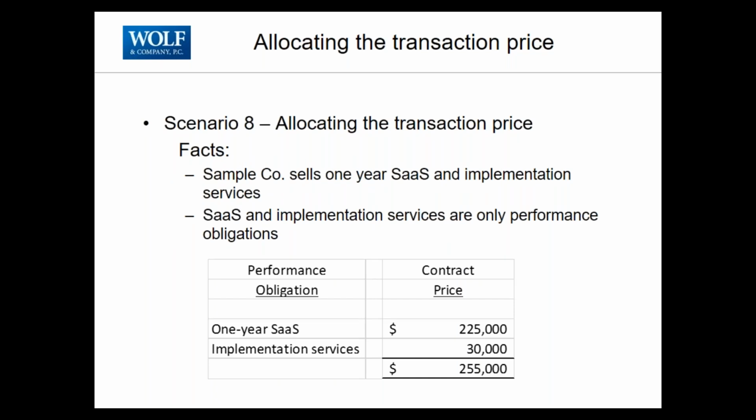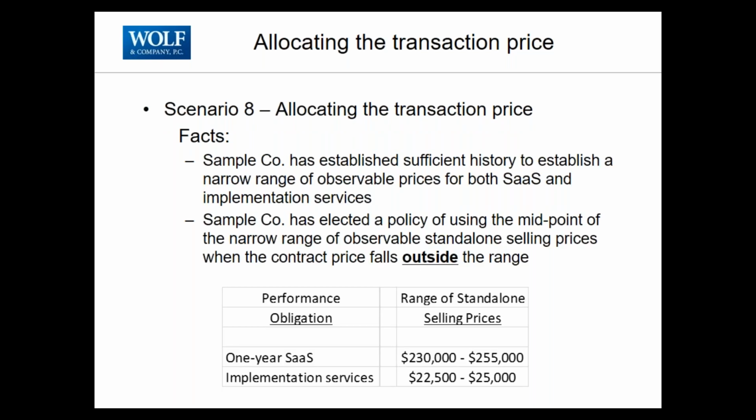In this scenario, we have a SaaS company that sells a one-year subscription and they've got implementation services. So a pretty straightforward example. These are the only performance obligations, so two performance obligations. And the dollar amounts you have there are the contract price. Those are the amounts that you have put into the contract with your customer. So you can see them there. The total is $255,000.